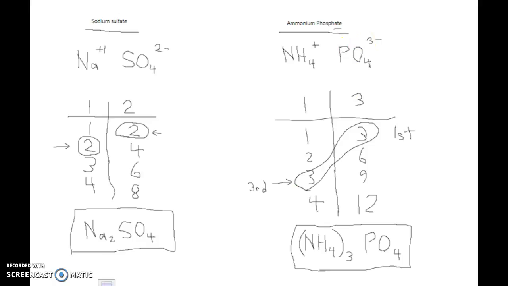And basically the crisscross method is kind of trying to do a cheap and easy end around where you don't actually have to think about anything or calculate anything, you just swap the numbers. So there'd be 1 sulfate and 2 sodiums. But the problem with the crisscross method is that it leads to a lot of confusion because charges are not the same as subscripts.